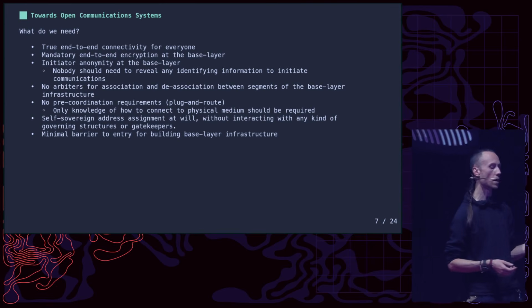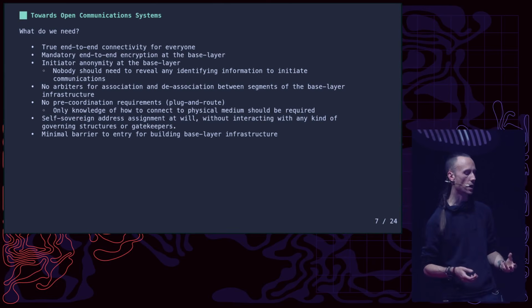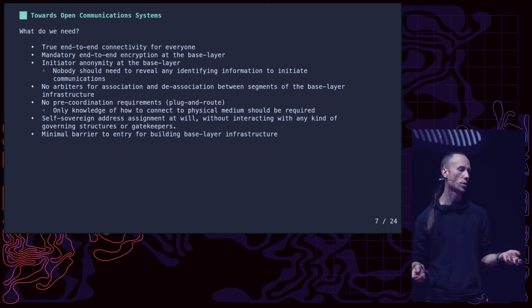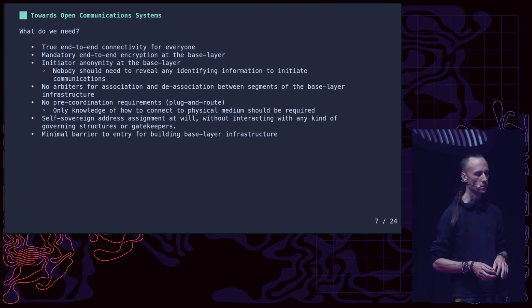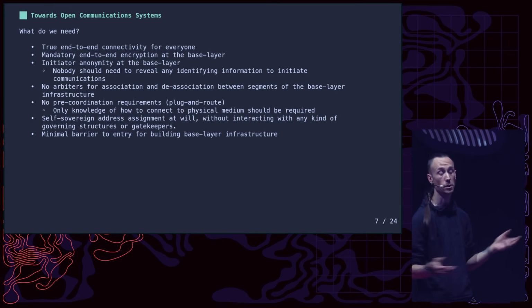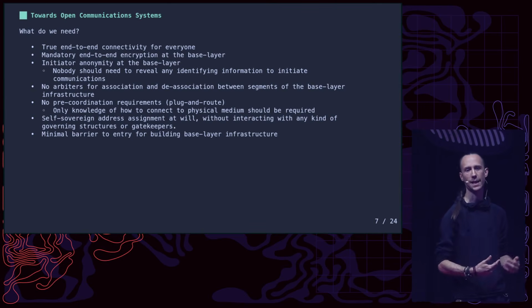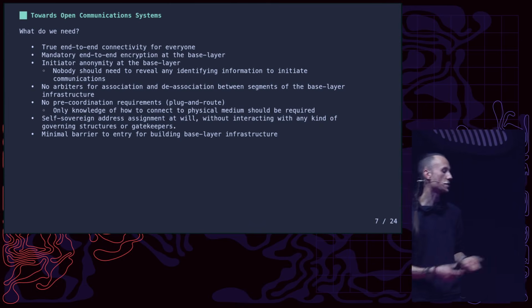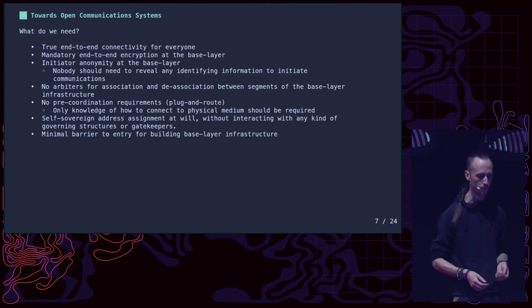We also need to remove the requirement of having arbiters and hierarchical structures to be able to associate and deassociate network segments that want to be able to communicate. And we need to do so without any pre-coordination necessary. So ideally, we should only have the base knowledge of how to physically connect with a workable carrier between networks, and they should be able to interoperate and internetwork between each other without having had to pre-coordinate address spaces and segments. This should just happen automatically once you do it, whether it's like 2 days or 25 years in the future.